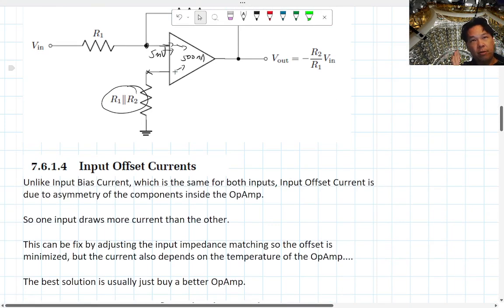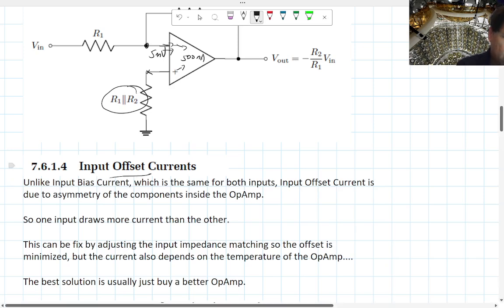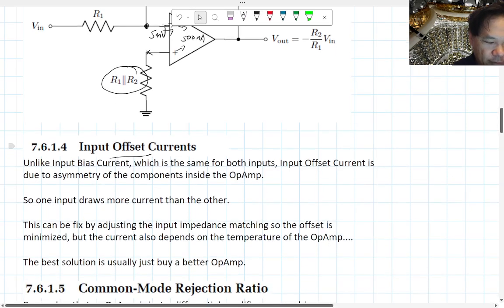This is another thing that happens. Instead of both inputs drawing the same amount of current, they could draw a different amount of current because one of the resistors in one channel, let's say the inverting input, has a slightly different impedance compared to your non-inverting input. So in that case, one input draws more current than the other. That's called an input offset current. This can be fixed by having an input impedance matching offset.